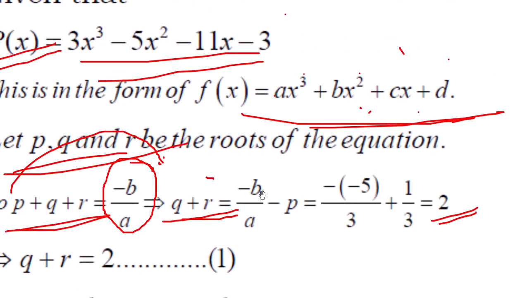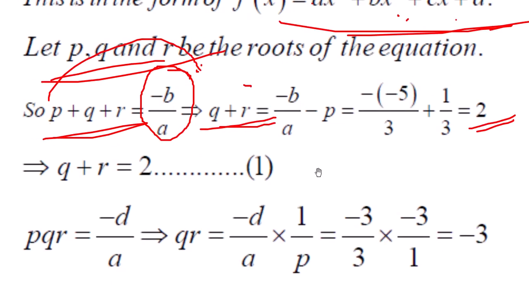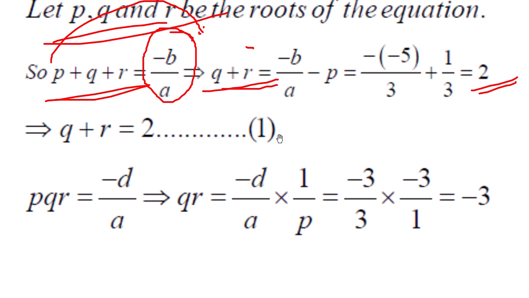What is my minus b by a? Minus of minus 5 by a value 3, minus of minus 5 by 3 plus p value, one root, minus 1 by 3 they have given. So minus of minus 1 by 3 will become plus 1 by 3. So it is equal to 2. Means the sum of the remaining two zeros equal to 2. That is the first equation.